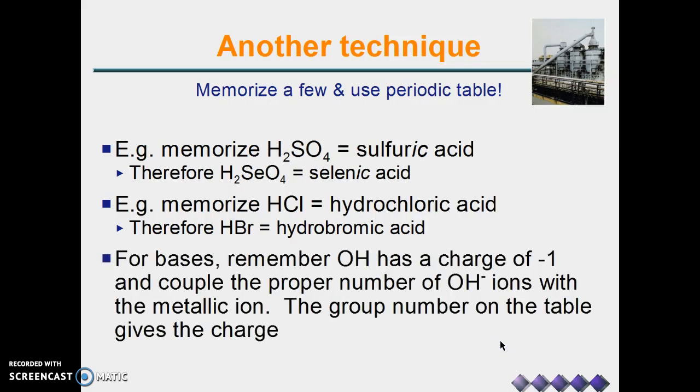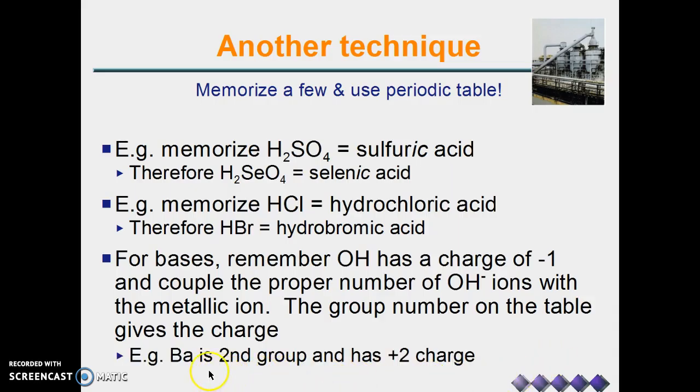For bases, remember that OH, the hydroxide ion, has a charge of -1. You need to couple the proper number of hydroxide ions with the metallic ion. And the group number on the table at the top, 1, 2, 3, and so forth, gives the charge on the ion. And typically we don't go past 4. So for instance, barium, you'll find that in the second group of the periodic table, the alkaline earths. Barium has a +2 charge.